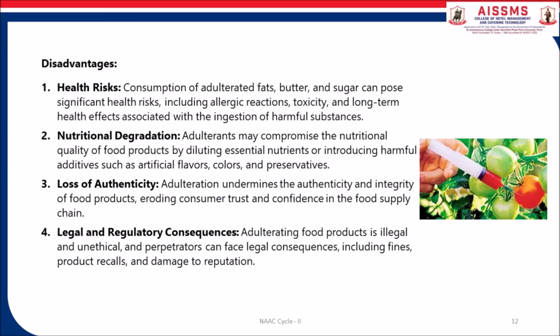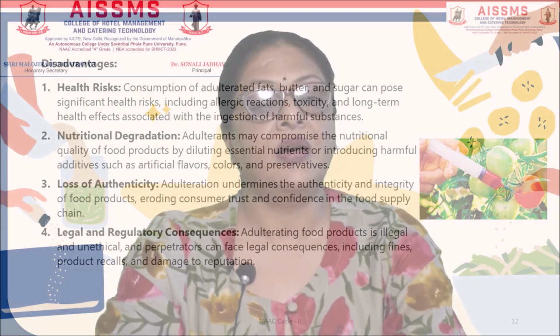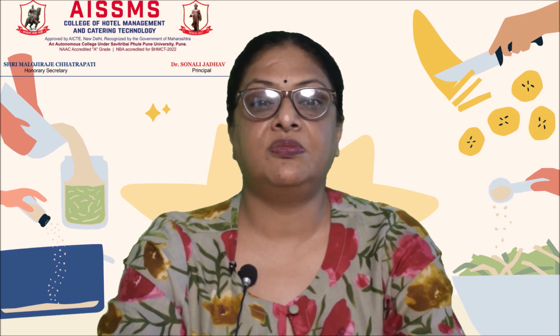Number 3, loss of authenticity. Adulteration undermines the authenticity and integrity of food products, eroding consumer trust and confidence in the food supply chain. Number 4, legal and regulatory consequences. Adulterating food products is illegal and unethical, and the perpetrators can face legal consequences including fines, product recall and damage to reputation. Many such incidents have happened where sometimes Nestle products were taken back from the market. Very common example, MDH masalas were taken back from the market a few days back.